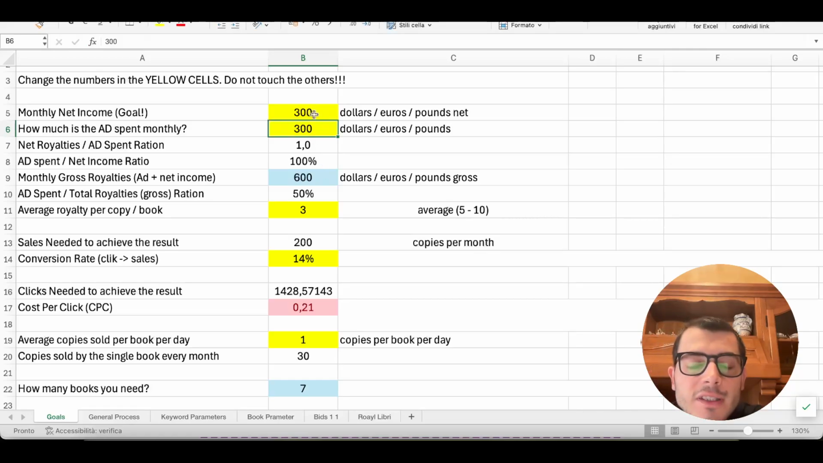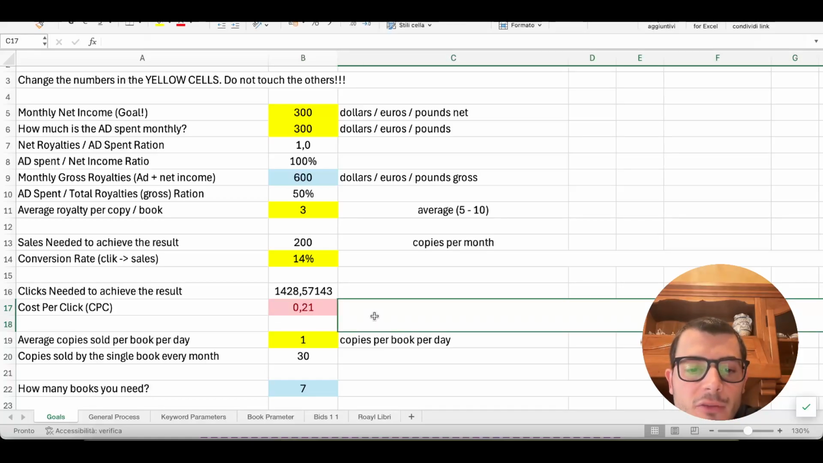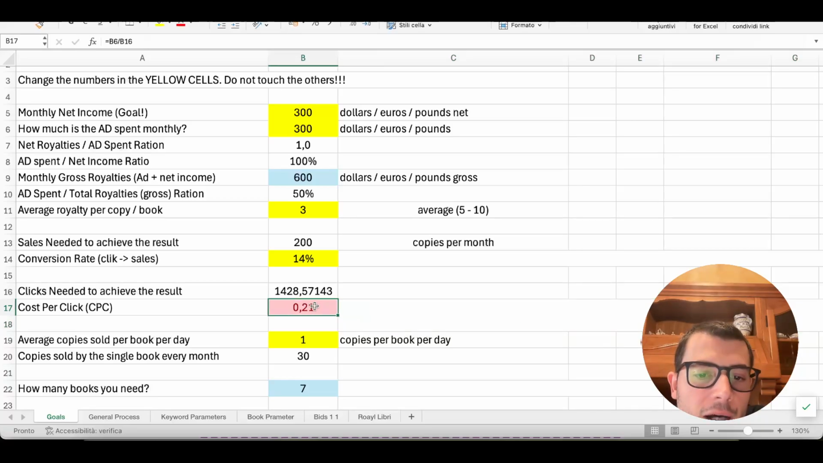So for example, with a low content situation where you want to generate €300 net, spending €300, so generating a total of €600, and with a $3 or euro royalty with a conversion rate of 14%, you can pay 21 cents per click. Will you be able to pay 21 cents per click? Maybe not, because if they cost 50 cents, you are out of this.